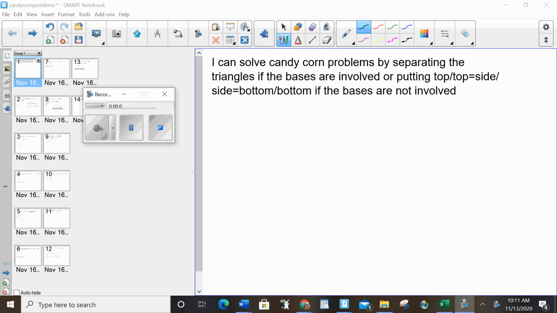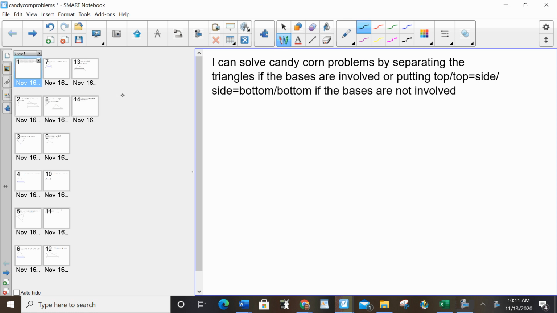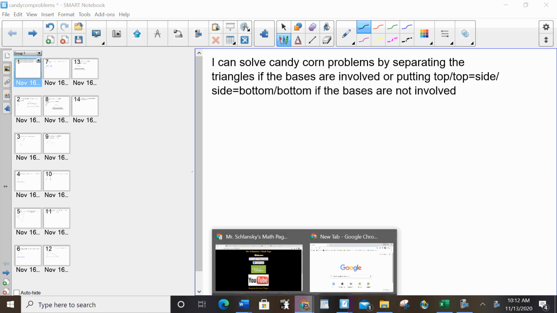Hello everybody. Today I can solve candy corn problems by separating the triangles if the bases are involved, or putting top over top equals side over side equals bottom over bottom if the bases are not involved. So there's basically two types. We want to see if the bases are involved or if the bases are not involved. And in order to help us remember all this information, we have a song. So let's go through that now.